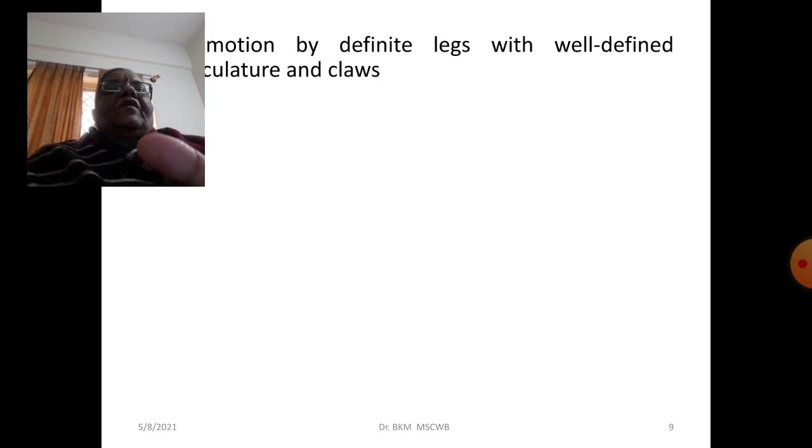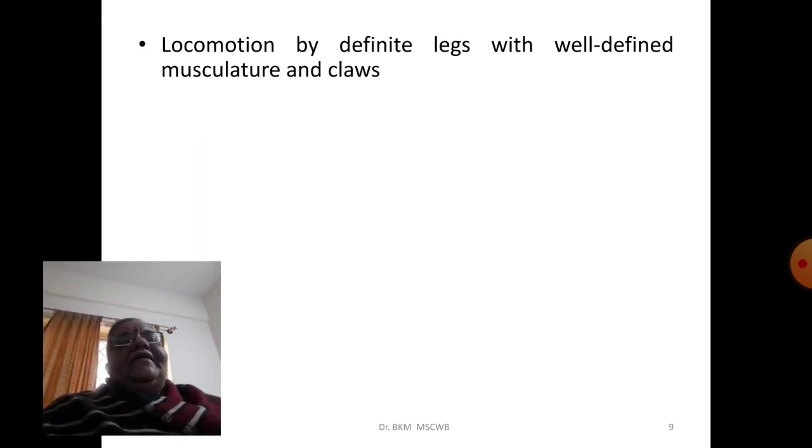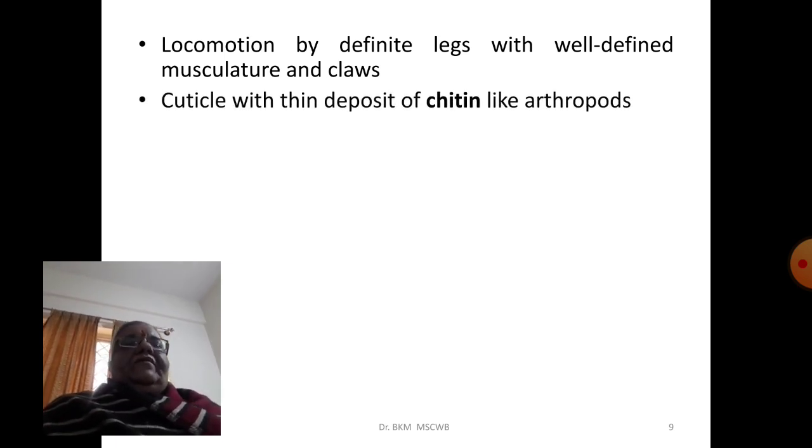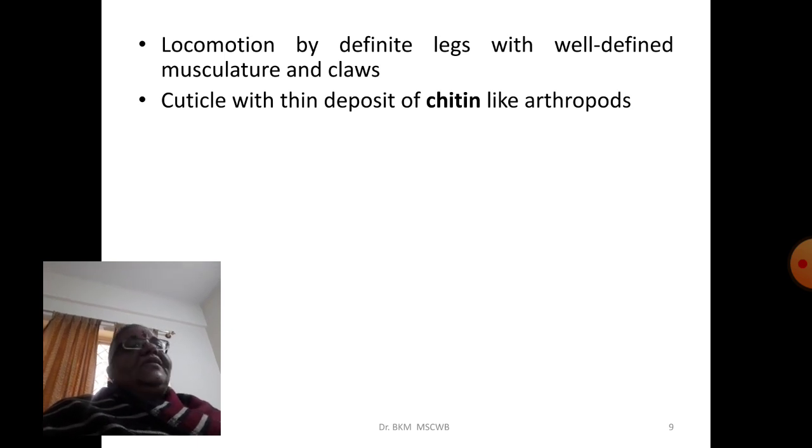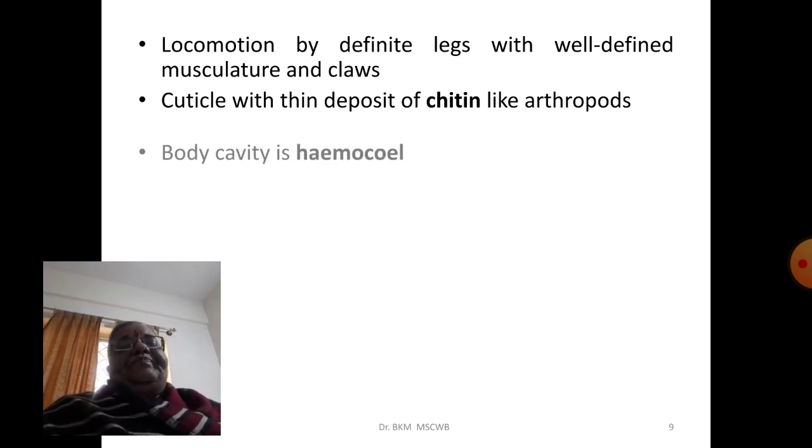Then, locomotion by definite legs with well-defined musculature and claws, what we call parapodia here. But there are differences between the biramous appendages typical of arthropods and the parapodia of this. Then cuticle with thin deposit of chitin. In my previous class I have explained about this chitin, and this is an arthropodal character.